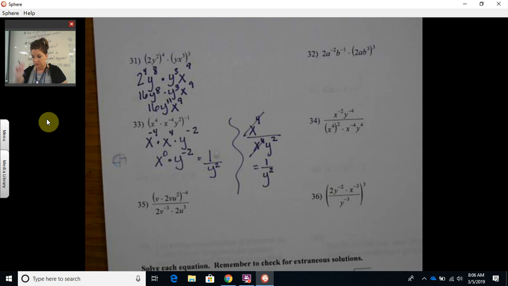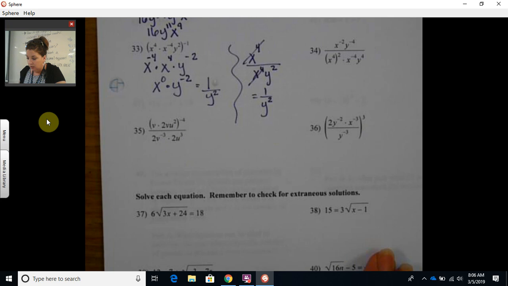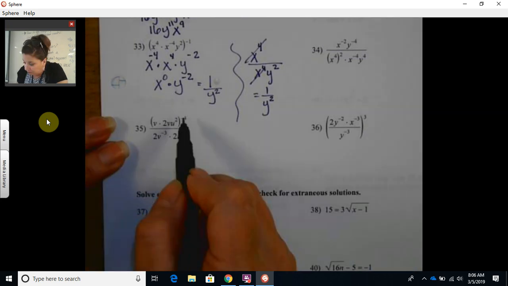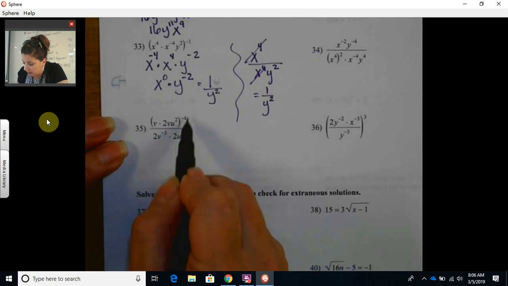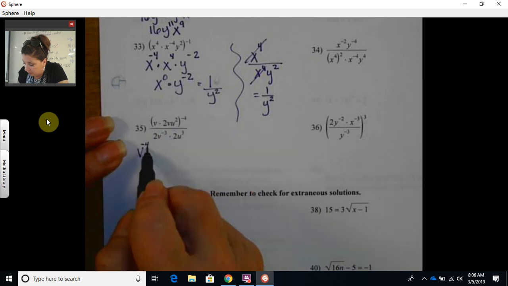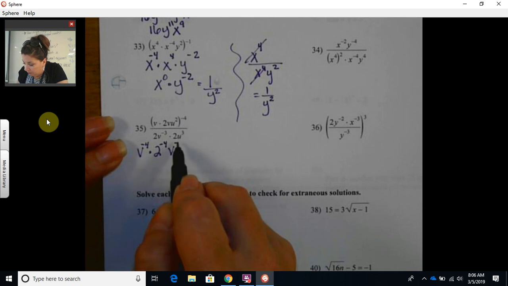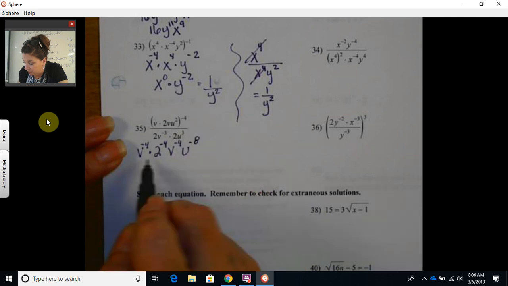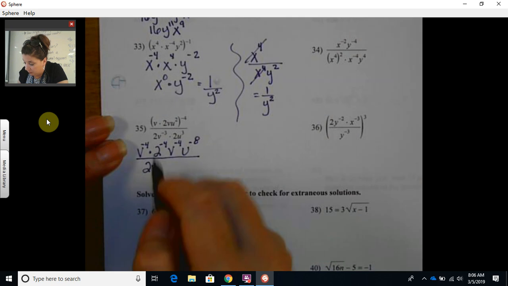Let's look at 35. I would probably get rid of this exponent first. So each part in this term I've got to raise up to negative 4. So that's going to be v to the negative 4 times 2 to the negative 4, v to the negative 4, u to the negative 8. And the denominator, I don't have any power to a power, so right now I'm just going to rewrite it.